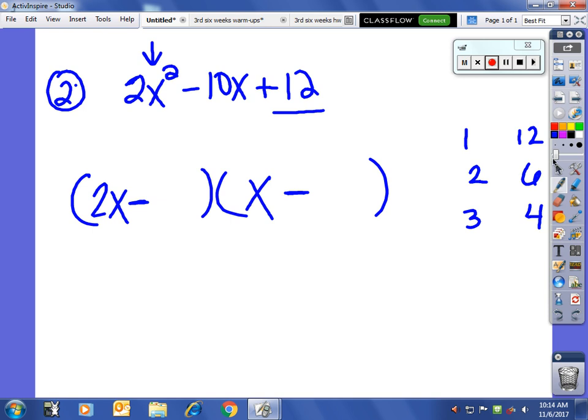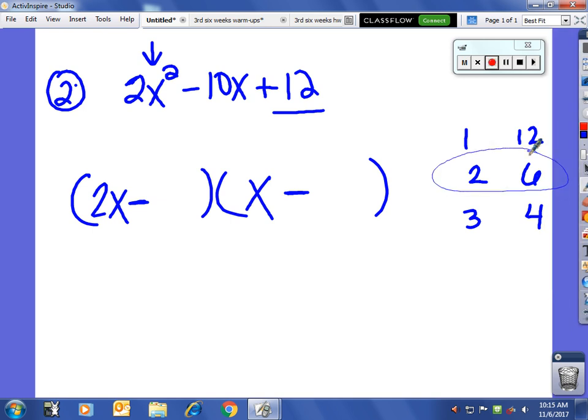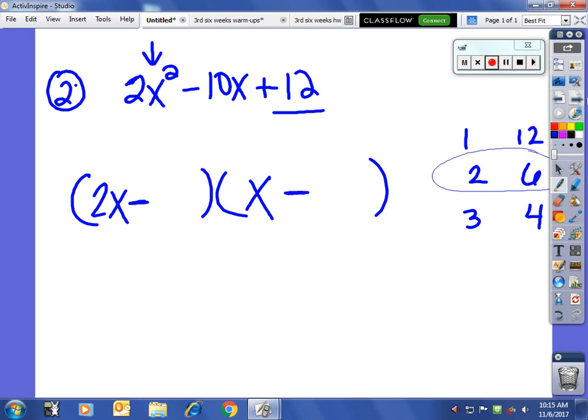You think 2 and 6. All right, let's try 2 and 6. Usually, when I'm doing these, I don't start with the 1 and 12 guess. I usually pick the ones where the numbers are closer together, like 3, 4, 2, 6. I would start with those. Let's try 2 and 6. I'm going to try a 2 here and a 6 here.